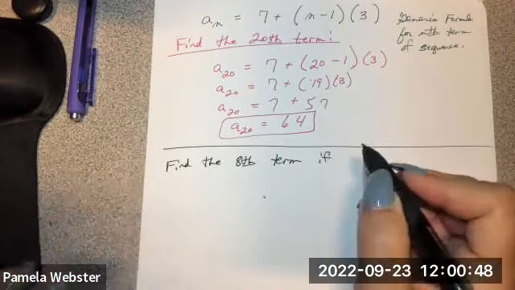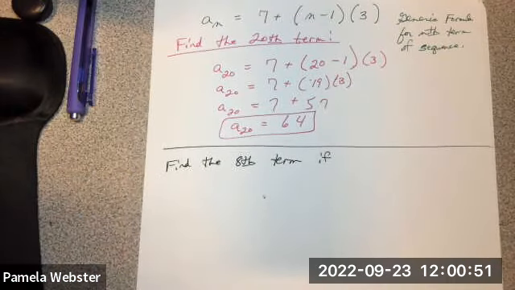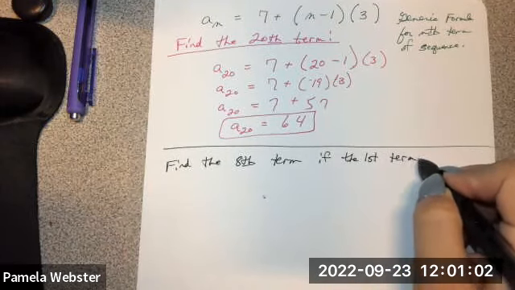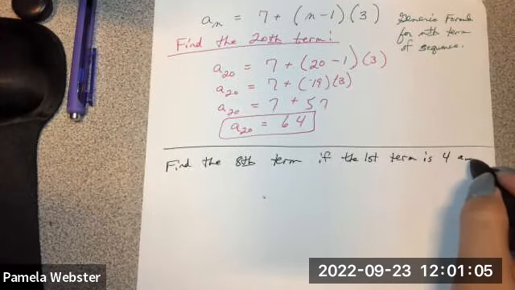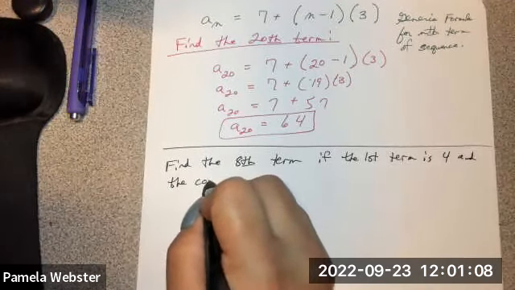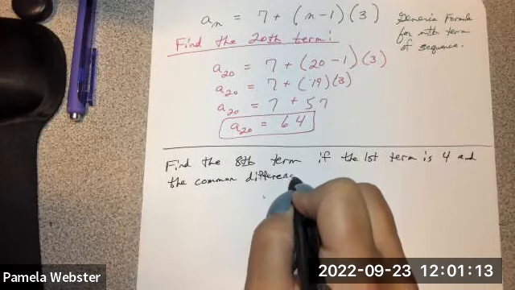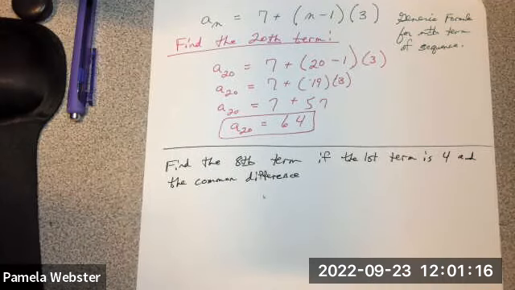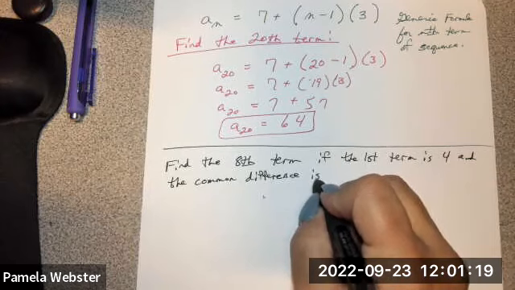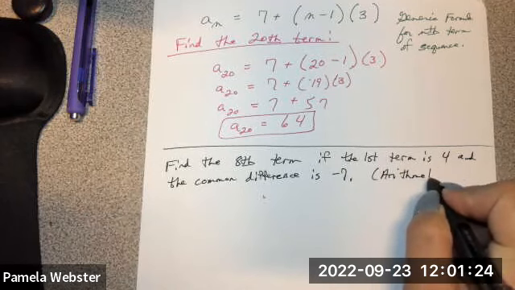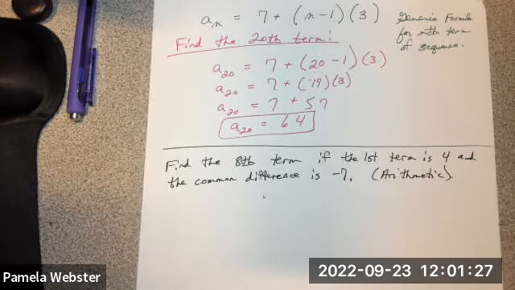Okay, so they're not giving me the sequence this time, they're telling me stuff about the sequence. If the first term is 4, and the common difference is -7. Okay, and I left it off, but this is an arithmetic sequence, so we should be able to use the generic formula we just had up here.